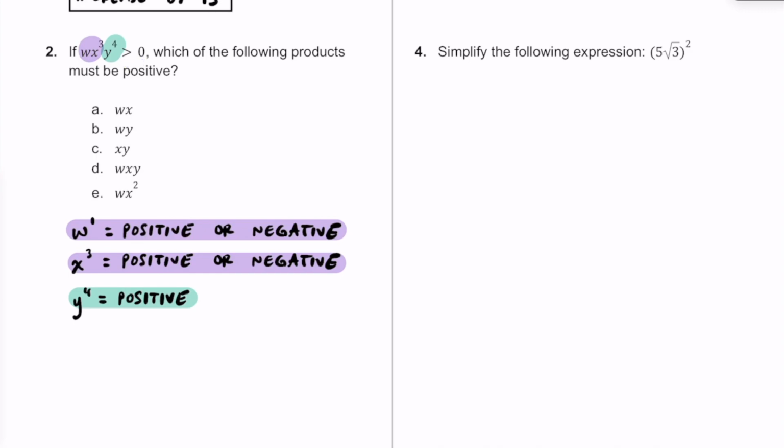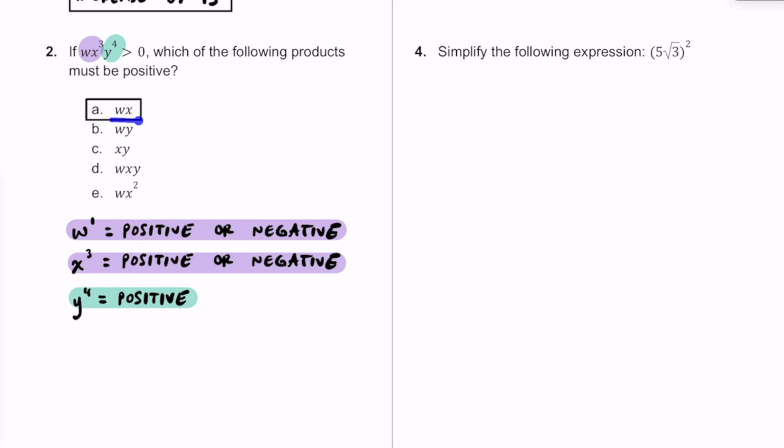And so when the question says which of these products must be positive, we know it's going to be A, which is w times x. If we can guarantee that w times x is a positive value, then we can also guarantee that w times x to the 3rd power is also going to be a positive value.